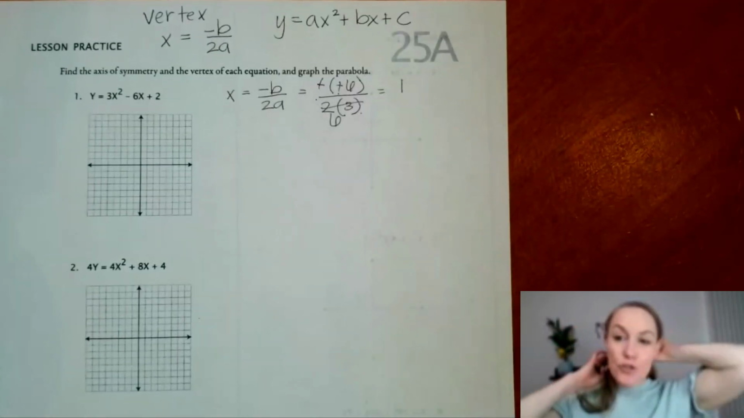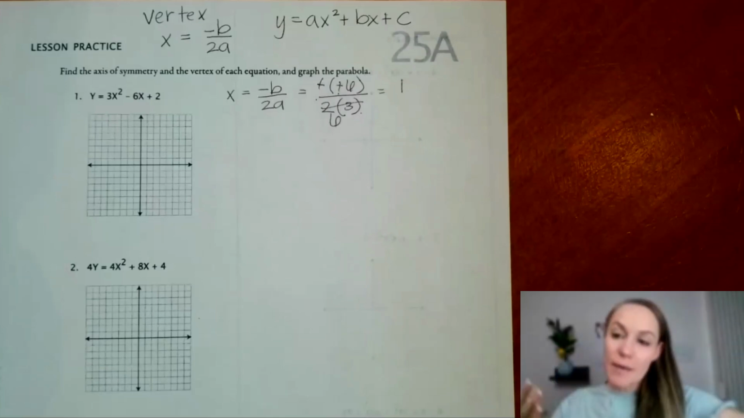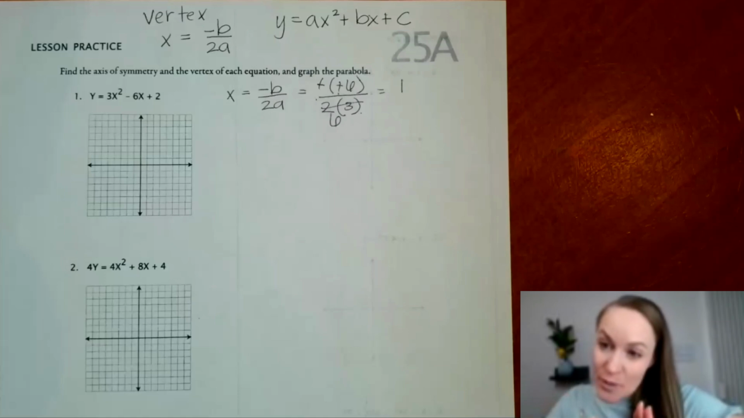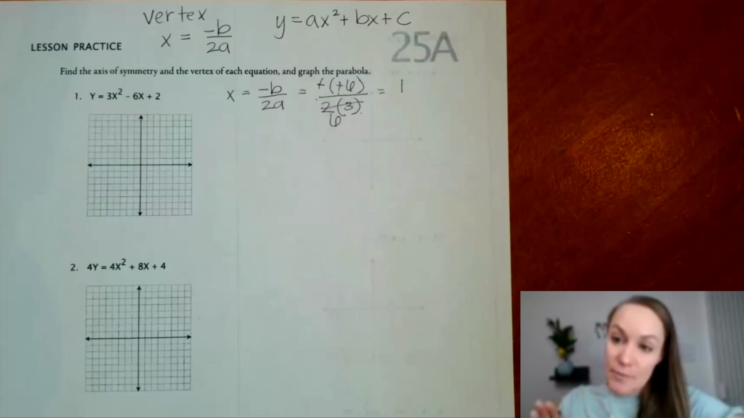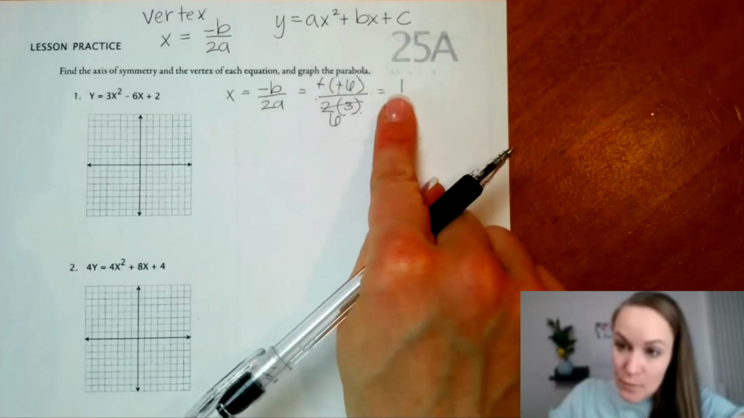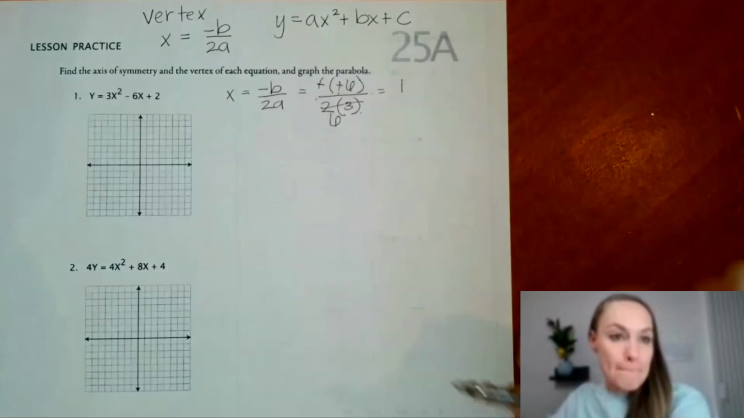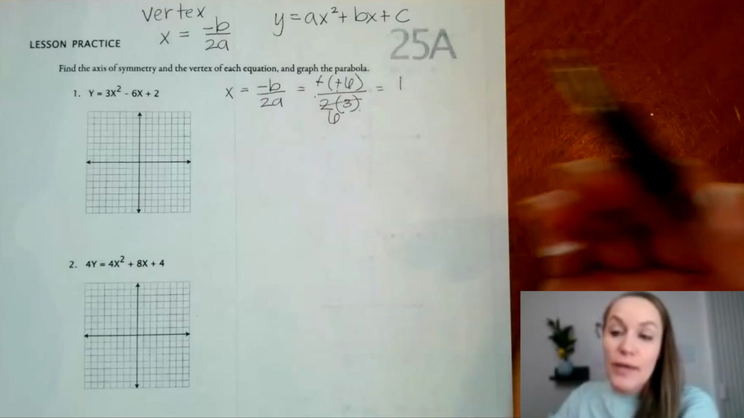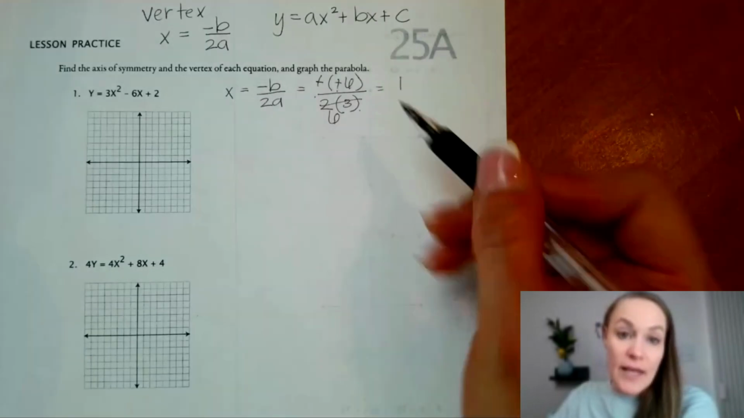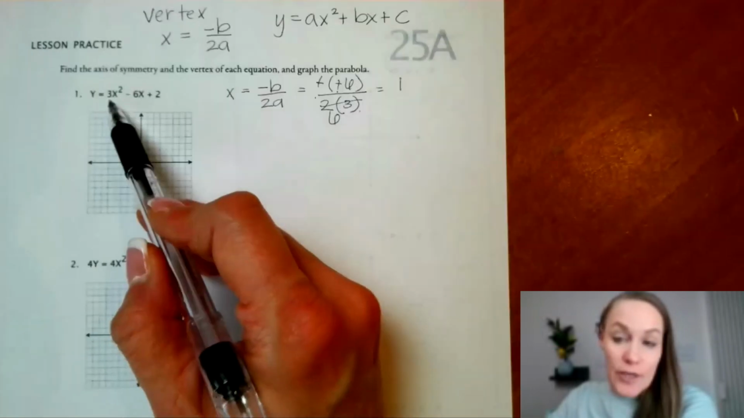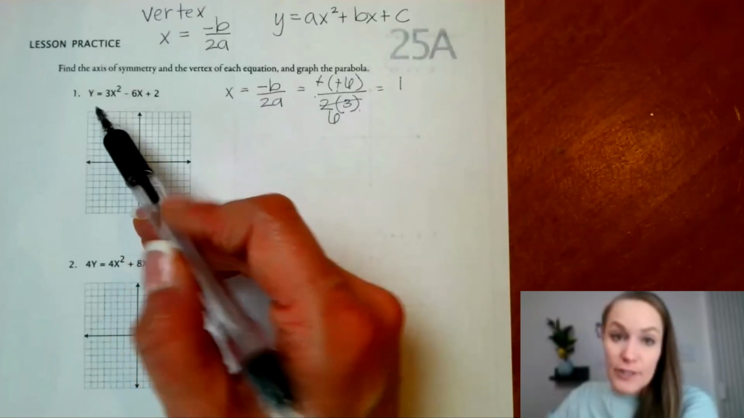Try not to skip too many steps, but when the steps are very easily seen and we're dealing with little numbers, you're welcome to not show your work and to skip those steps in your head as long as you're coming up with the correct value. Okay, so now we know what x is at the vertex. We have to figure out what y is. We're just going to take our x value and plug it back into our equation to find our y value of the vertex.